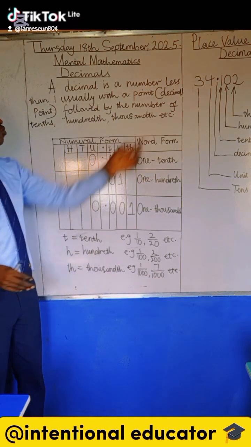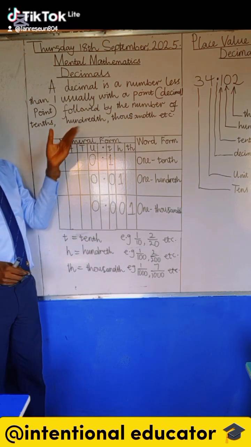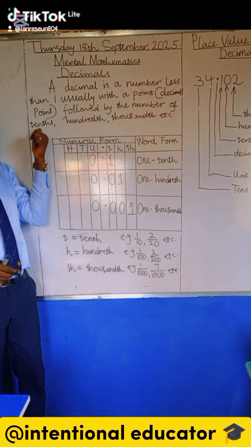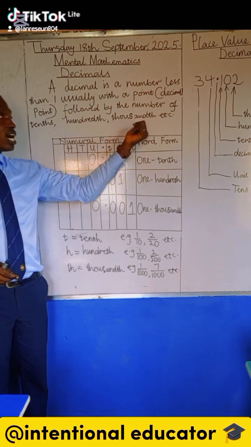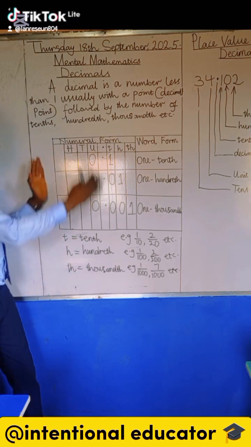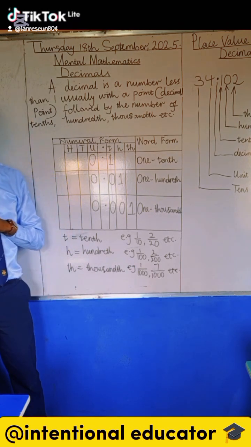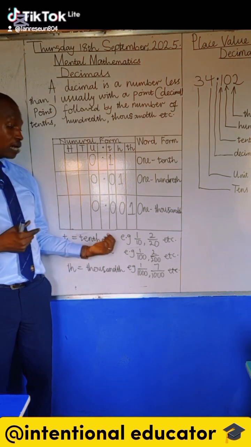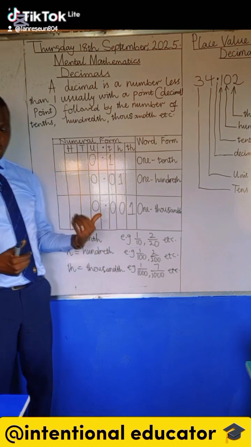Then that point is called what? Decimal point. Then after the decimal point, it is followed by the number which is called tenths. Then followed by the next one, which is what? Hundredth. Then followed by thousandth, and so on and so forth. Now, I have a chart here that explains and breaks down what we mean by decimal and how you can arrange them. Because in the future, we are still going to work on how to change decimals to fractions. Are you getting it?